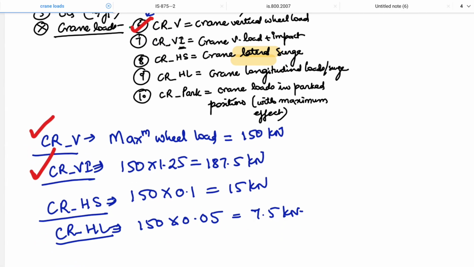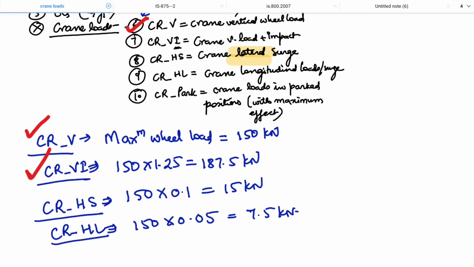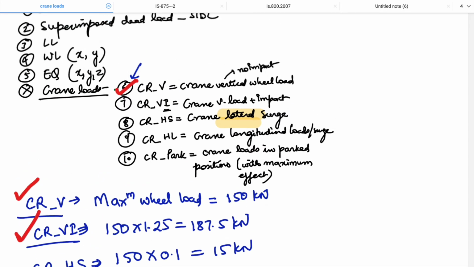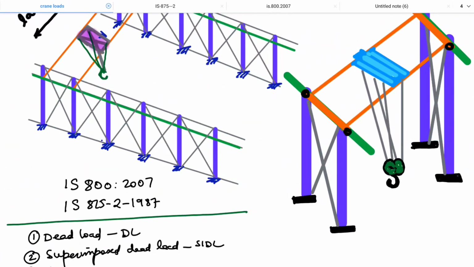Now what is CR park? CR park is a total empty weight of the crane. This can be any number. So don't get confused this with the maximum wheel load. All right. So what is maximum wheel load? Maximum wheel load is the maximum load that is coming on a single wheel. This is called maximum wheel load. So this maximum wheel load for our case is 150 kilonewton. Don't get confused.